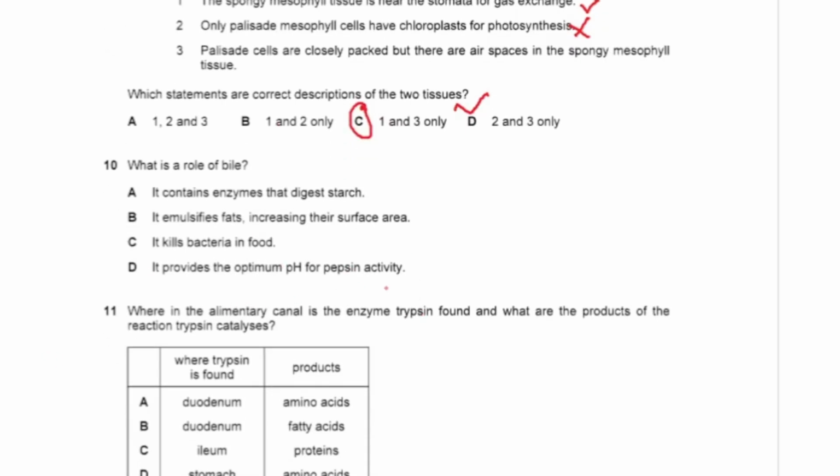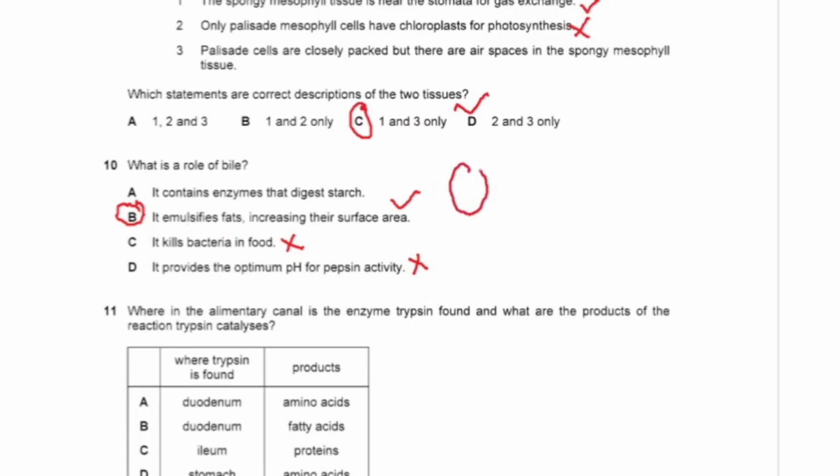What is the role of bile? A option, it contains enzymes that digest starch. That is not very correct. B option, it helps in the emulsification of fats, increasing their surface area. That is very correct. It kills bacteria in food. That's wrong. And it provides the optimum pH for pepsin activity. That's also wrong. The correct answer to this is option B. Now, let me just throw a little bit of light on emulsification.